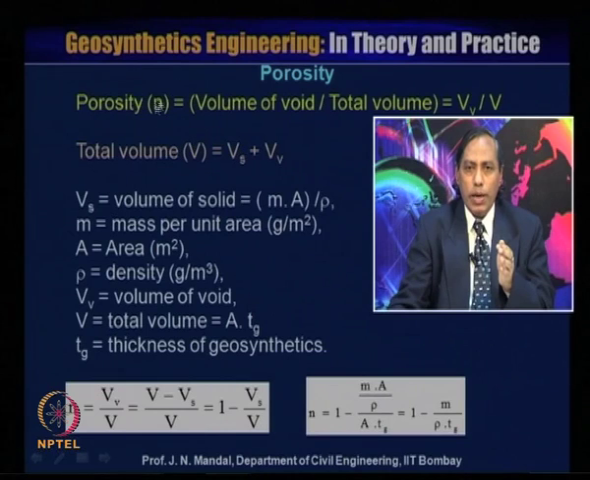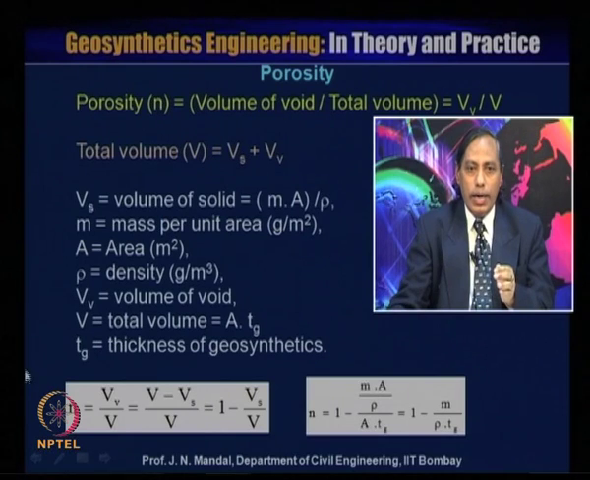So its porosity, given by n, is equal to Vb divided by V, where total volume V is equal to Vs plus Vb. Vs is the volume of the solid, and that is m into A by rho. m is mass per unit area, that is gram per meter square, and A is area in meter square, and rho is the density in gram per meter cube. Vb is the volume of void, and V is the total volume, that is A into Tg. A is the area and Tg is the thickness of the geomembrane.